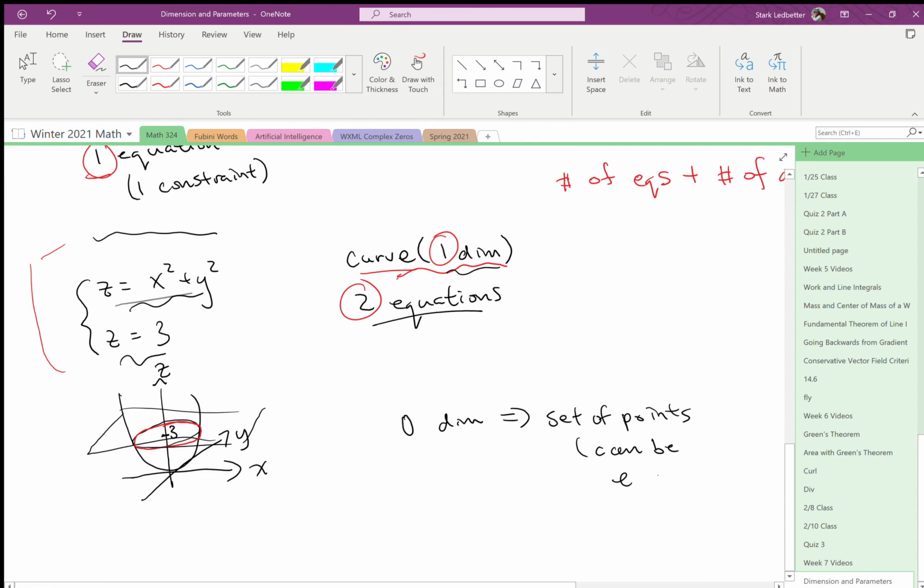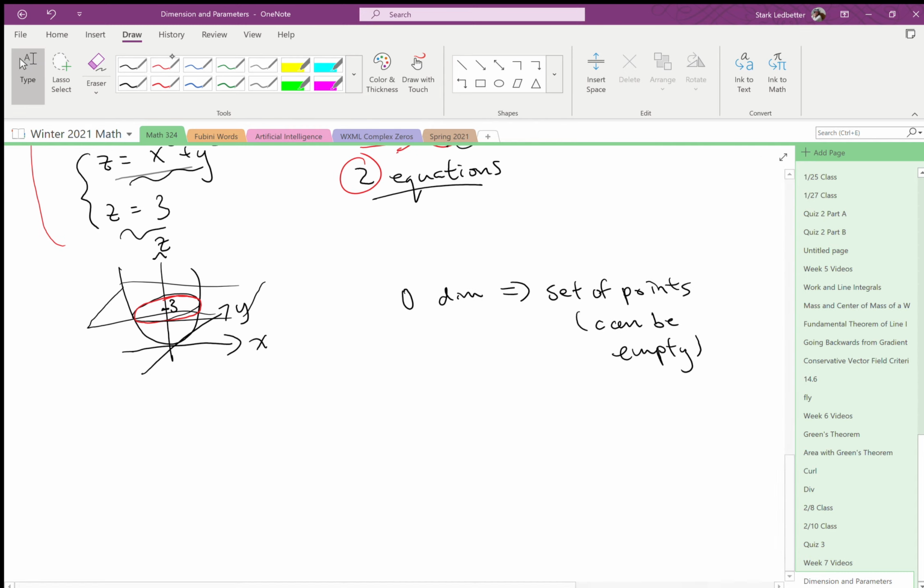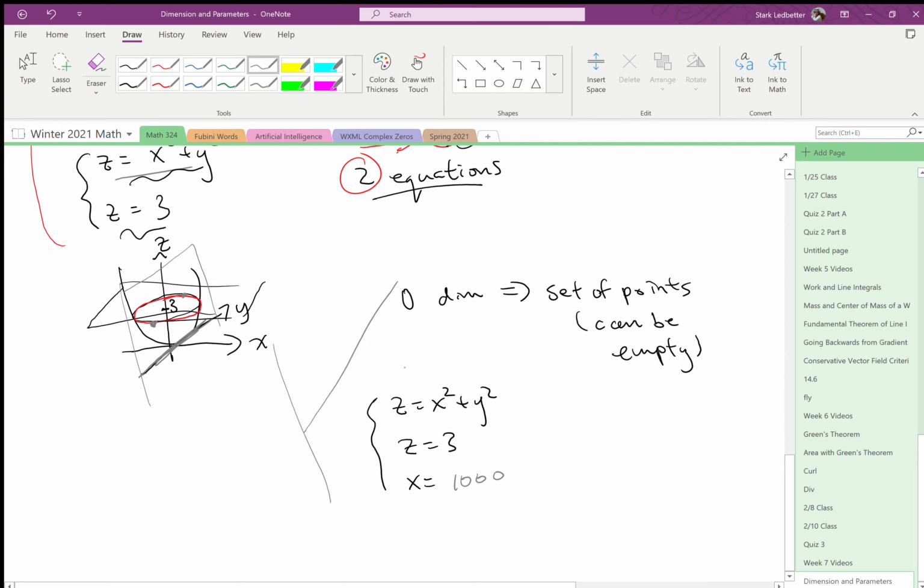So let's add a 3rd equation to this. We have z equals x squared plus y squared, z equals 3, and let's say x equals 0. So what's x equals 0? That's this plane. It goes here and up, right? So then the set of points is those 2 points on the circle that are also in the xz plane. But if I had put instead x equals 1,000, now I'm in a plane all the way over here. It doesn't intersect the circle, so now I don't have any points. So that's where the set of points can be empty.